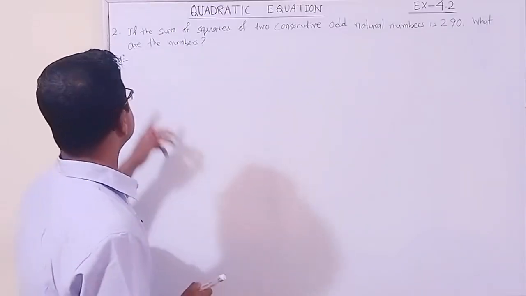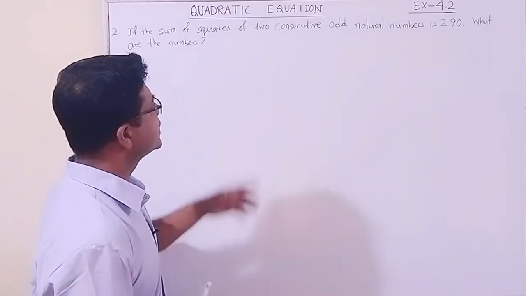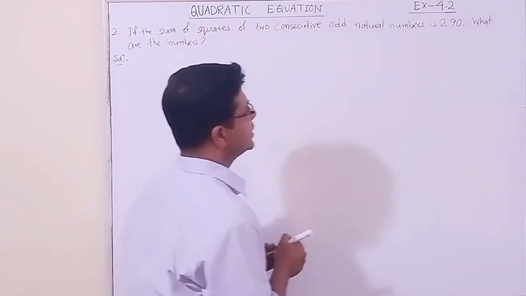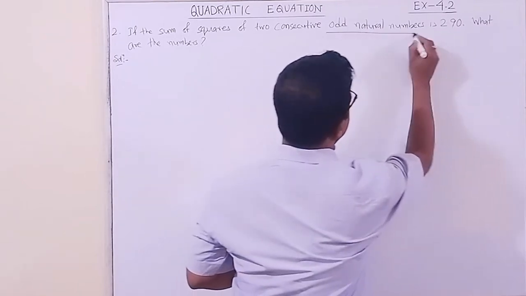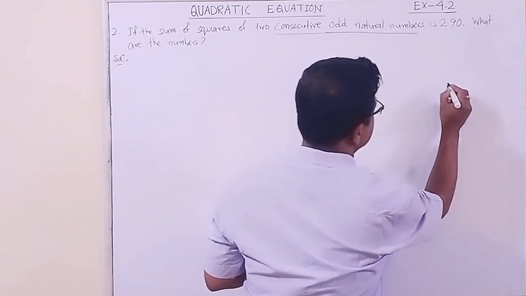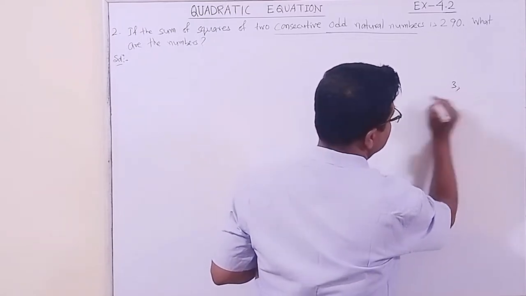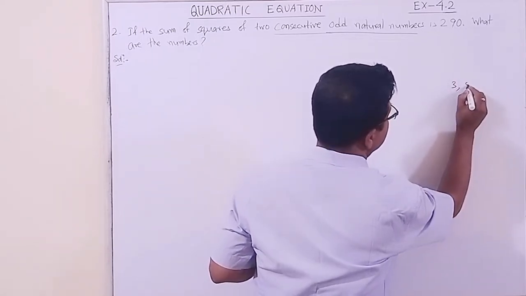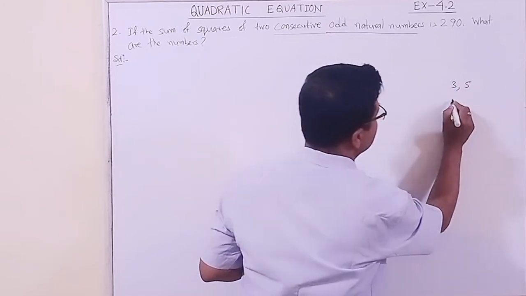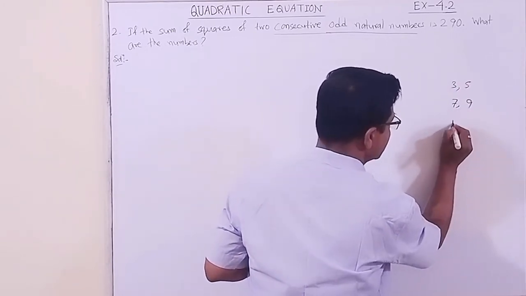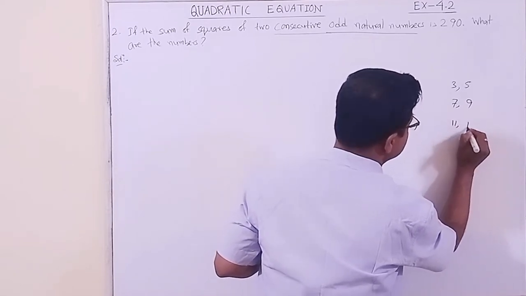Then my beloved student, let us start with question number 2. If the sum of squares of two consecutive odd natural numbers is 290, what are the numbers? Now here what is said? Consecutive odd natural numbers. Suppose one is 3, this is one odd number. Then the next consecutive is 5, 3 plus 2. One is 7, next is 7 plus 2, 9. Next suppose one is 11, next is 13.